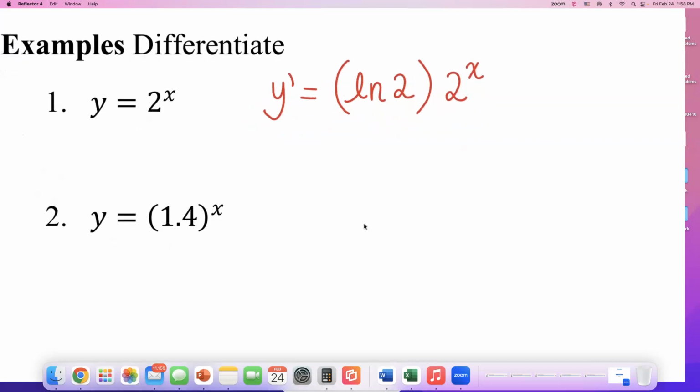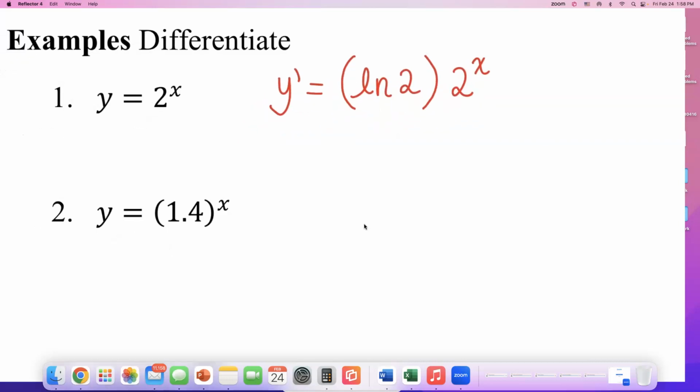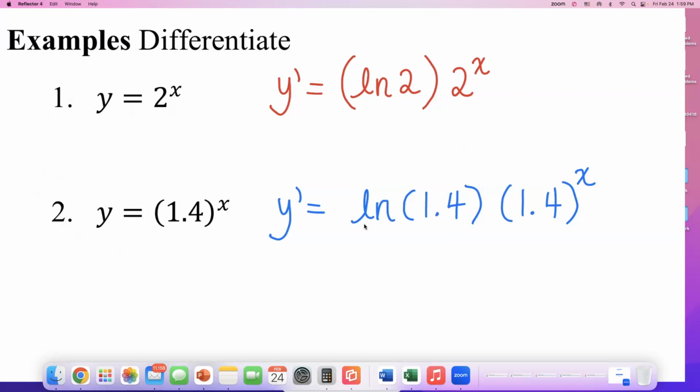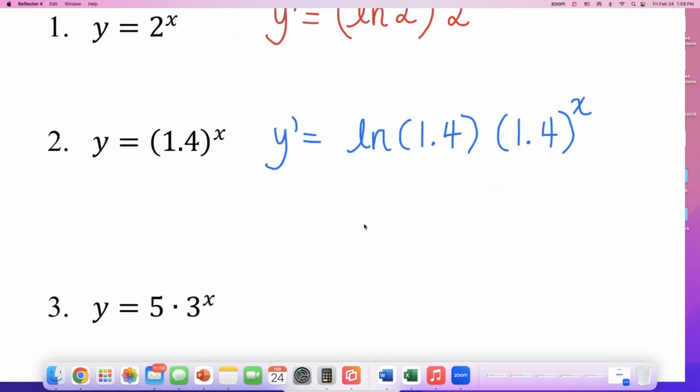All right. How about this one? We have to start by writing natural log of what number? No, I don't want to draw parentheses around it. I want to write down natural log of 1.4. And I will say that I'm multiplying this by the original function, 1.4 to the x power. All right, let's do 2 more.